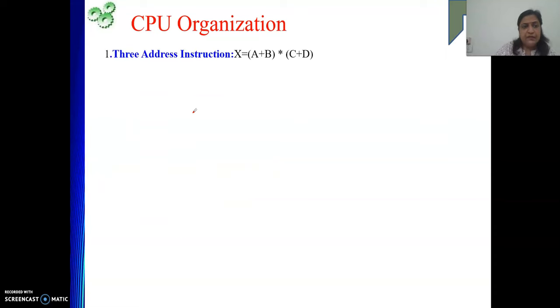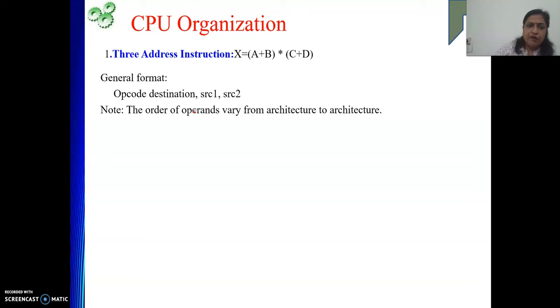Starting with three address. Three address is possible for general register organization. In case of three address instructions, the general format of the instruction will be opcode and three operands. One is destination, then source one, source two. Total three operands will be there. The operands may be in memory or in a register.